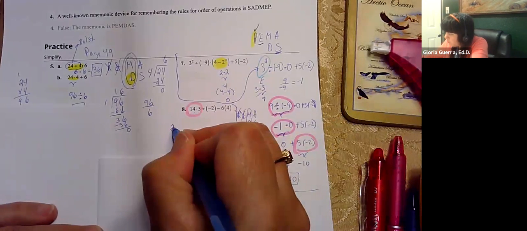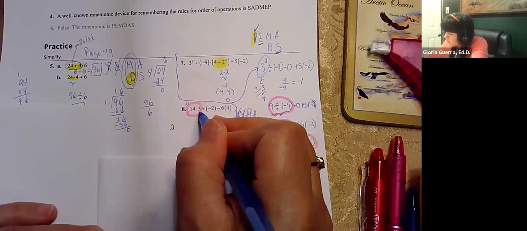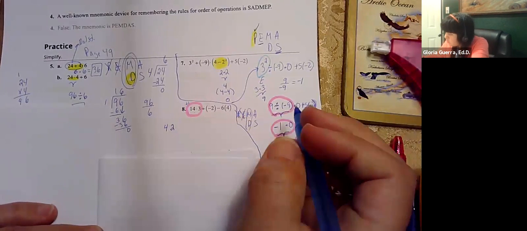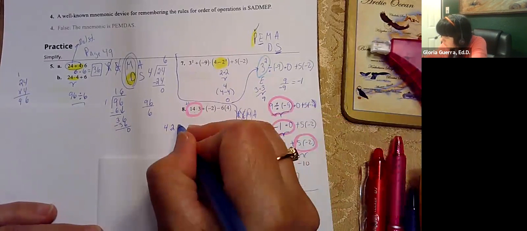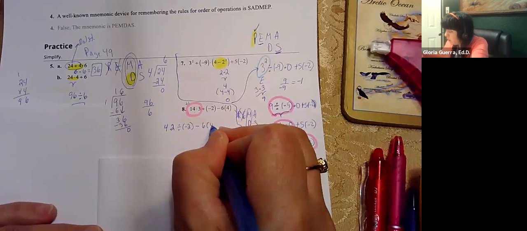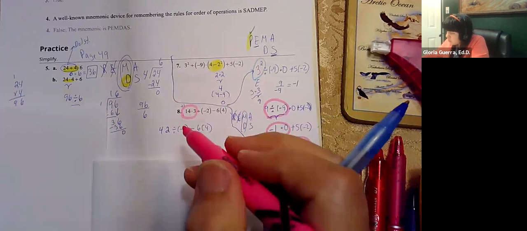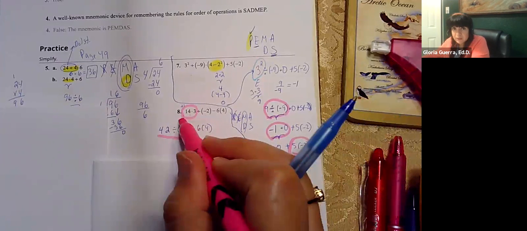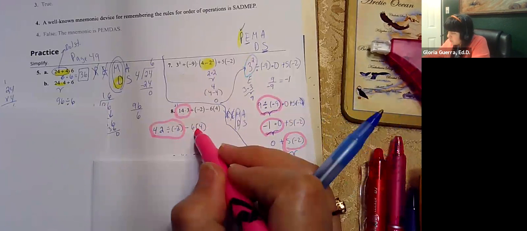Carry the 1. 3 times 1 is 3, plus 1 is 4. So it looks like 14 times 3 is 42. And then you're going to divide that by a -2. You have -6 times 4. Okay. So multiply and divide from left to right. So take them 2 at a time. So you're going to want to do this next. And then you're going to want to do this next.